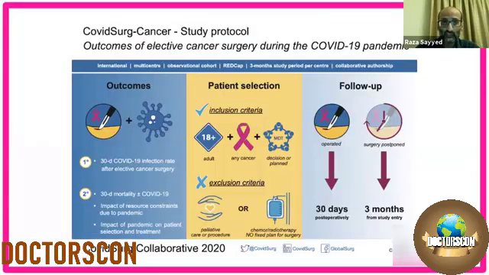The COVID surge cancer study protocol itself included all patients who were operated for cancer during the 3-month study period of the pandemic, and also included patients who were supposed to undergo surgery but could not undergo surgery because of the pandemic. So follow-up for those patients is going on for now 6 months, and it will also complete in September. And the initial publication from the initial analysis is already written up and has been submitted, so we will be hearing about it soon, inshallah.